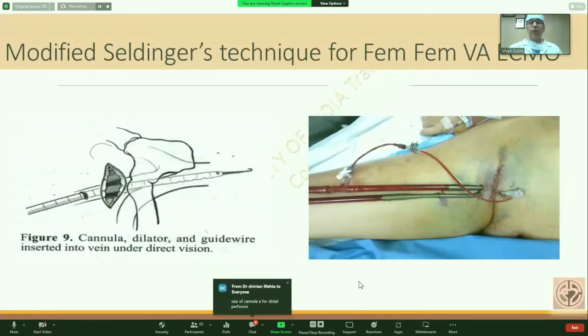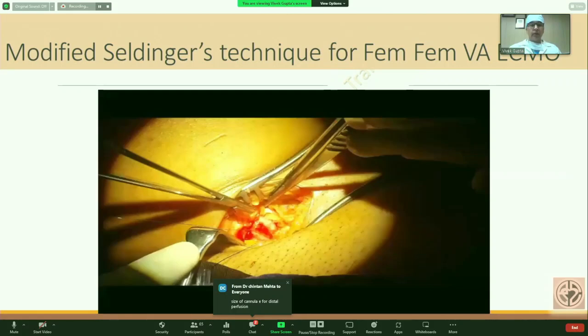The second technique that we do is a modified Seldinger technique. Here we surgically open the vessel, and in the paucity of time, I will not show you this video. So we open it surgically, the vessels are exposed, and under vision, we put the needle followed by the guide wire, in the manner we do for the Seldinger technique, so that the vessel itself makes a tight seal around the cannula, so that there is minimal chance of bleeding.